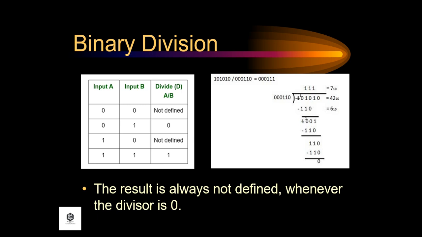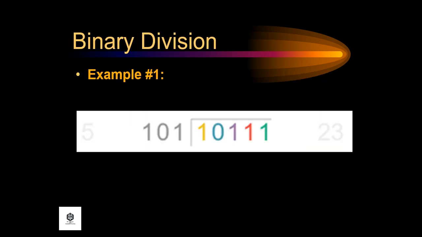0 divided by 1 is 0. 1 divided by 0, that's not defined. And 1 divided by 1 is 1. So for the example, 101010 divided by 000110 is equal to 000111, or just simply 111.